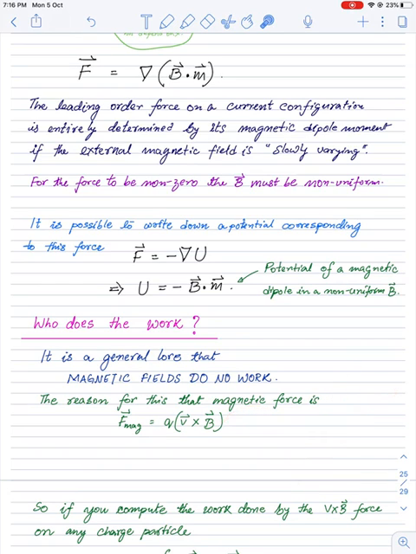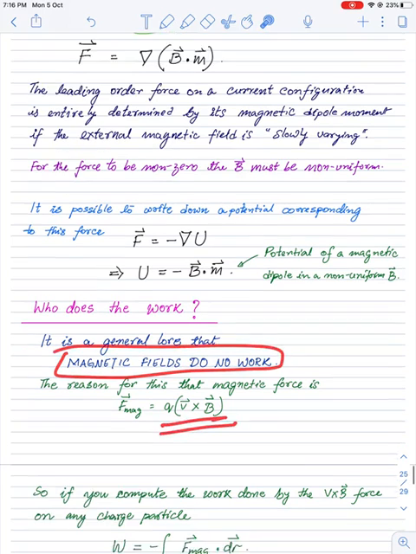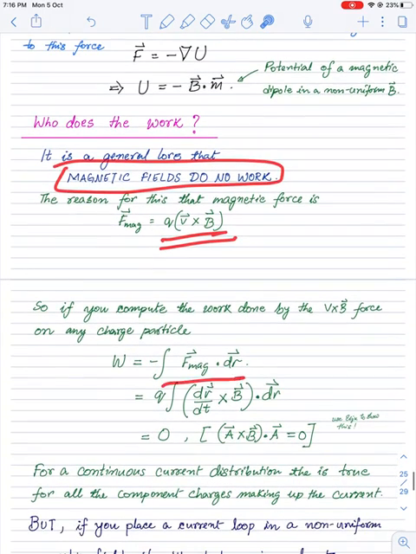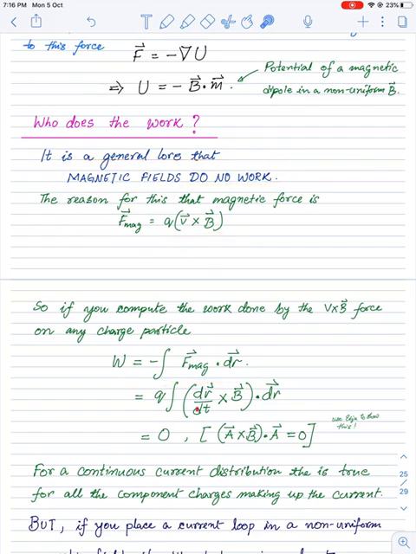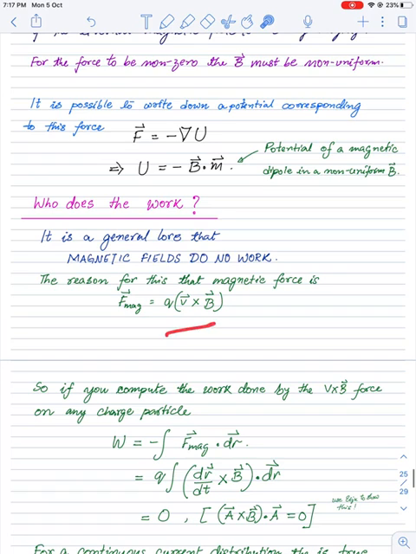Now there's an interesting question. If you put a non-trivial loop in a non-uniform magnetic field, then it will experience some force, right? Now if it experiences some force and it moves, then somebody does work. But as you all know, magnetic fields do no work because it's a V cross B force. If you take a V cross B force and try to find the work, V is dr/dt, so it is (dr/dt cross B) dot dr, and this term vanishes identically as a vector identity, and therefore the work done must be 0.